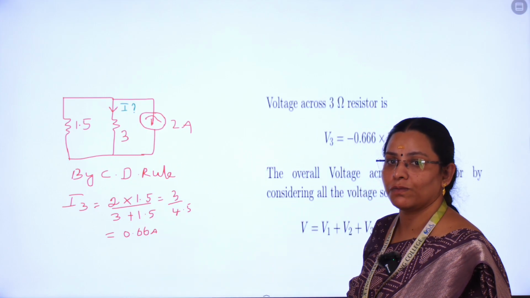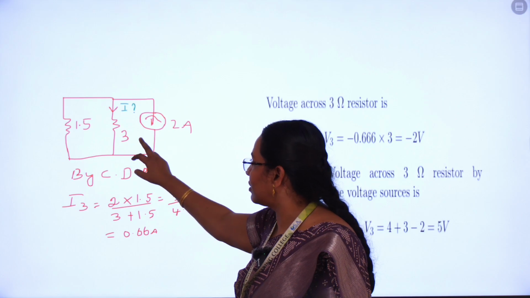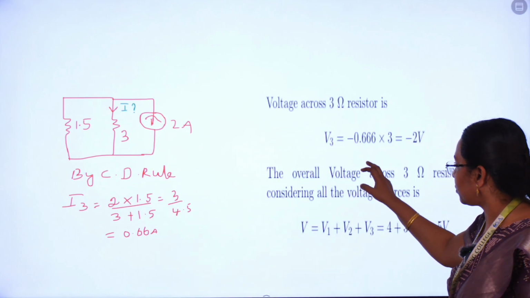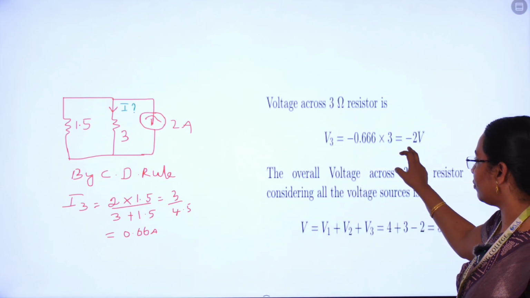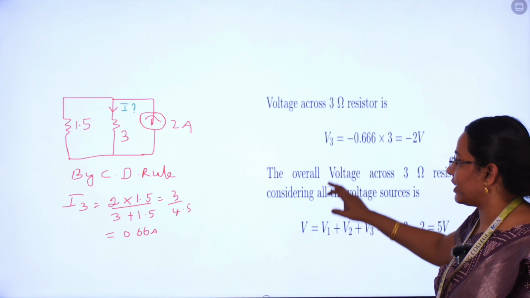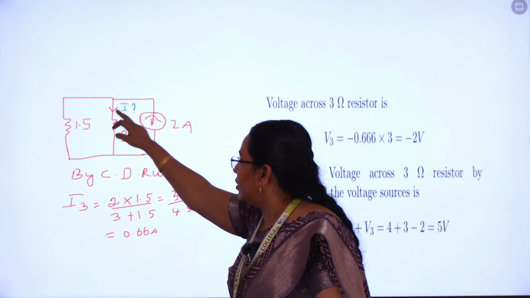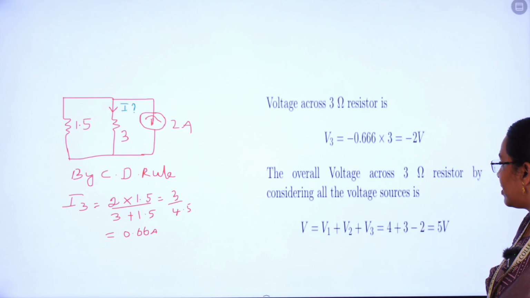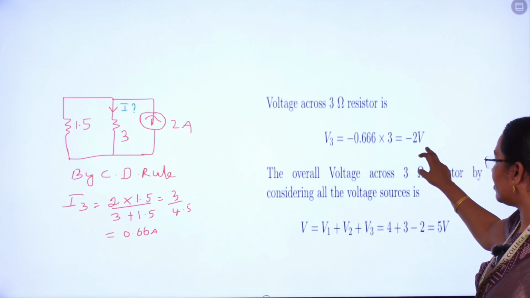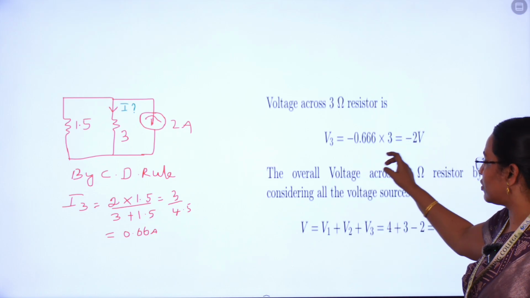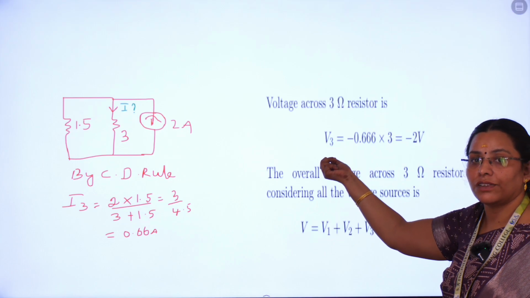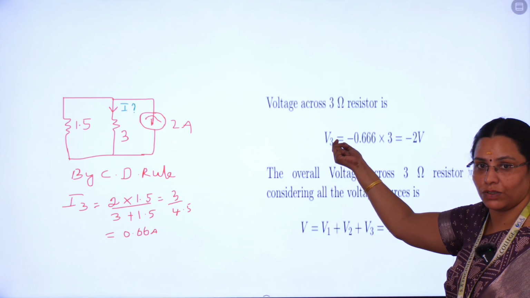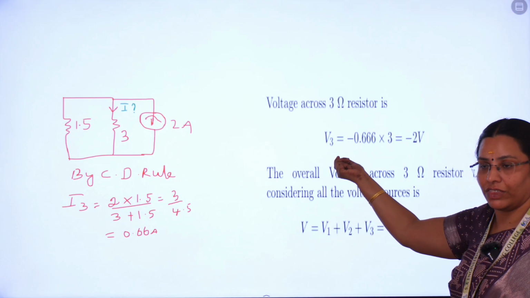By using Ohm's law, what is the voltage across the 3 ohm resistor? 0.66 into 3. We put the minus sign because the current is in the opposite direction. That's why we are using minus here. So we are getting minus 2 volt. This minus 2 volt is nothing but the third source voltage, V3.